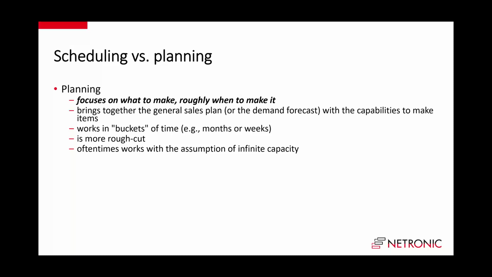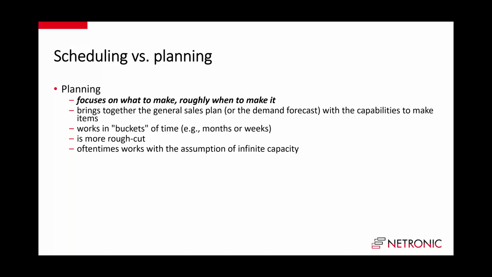So it brings together the general sales plan or the demand forecast with the capabilities to make the item. Typically, planning works in buckets of time. So you make a plan for a month or for a few weeks or even for a quarter. And this is very rough cut. You only say, okay, I need to make these pieces next week, or I make those units and those SKUs next month. Or for the 3rd quarter, I'm expecting that we need to make X amount of item A, Z amount of item B, and so on and so forth.